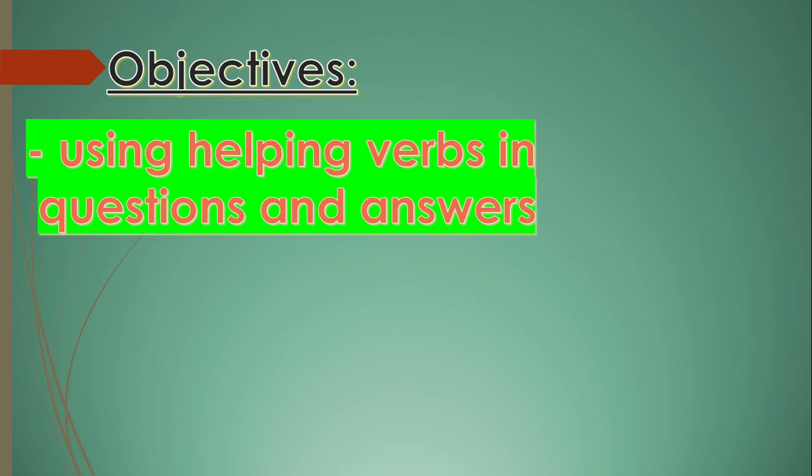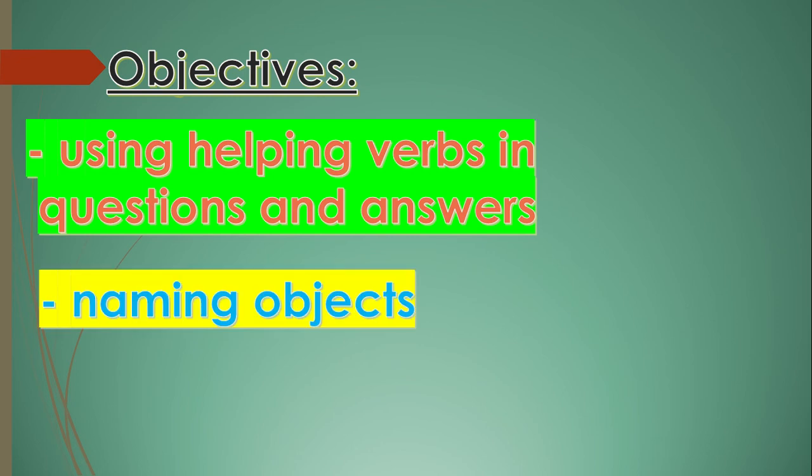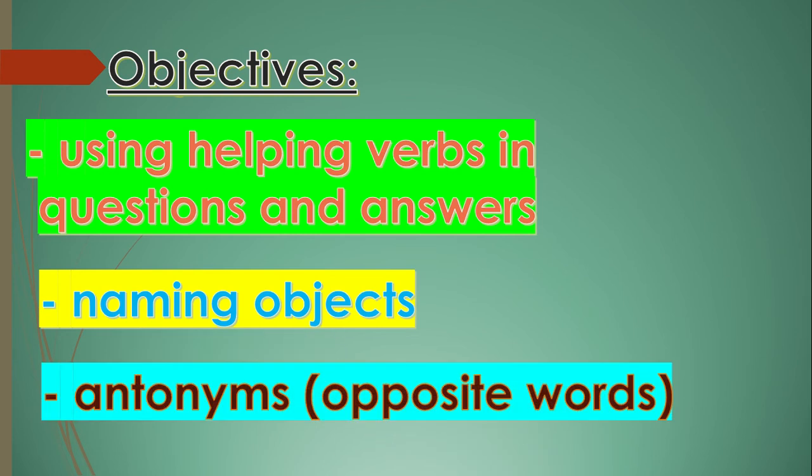Let's have a look at the objectives of today's lesson. The first objective is using helping verbs in questions and answers. Helping verbs are verbs like be, am, is, are, do, does, was, were, and things like that. We studied this at the beginning of the year. Another objective is naming objects. We learned the names of objects in Unit 1 and Unit 2, and we are going to practice naming these objects. And finally, we're going to work on some antonyms, and antonyms means opposite words. كلمة وعكسها.